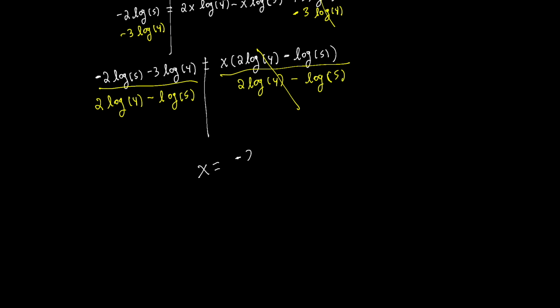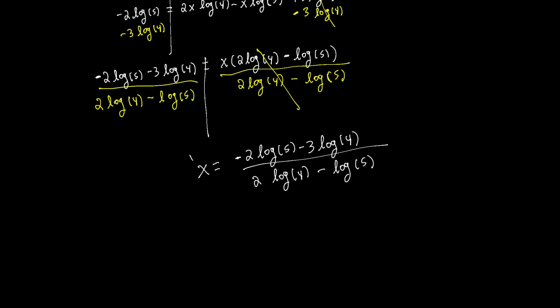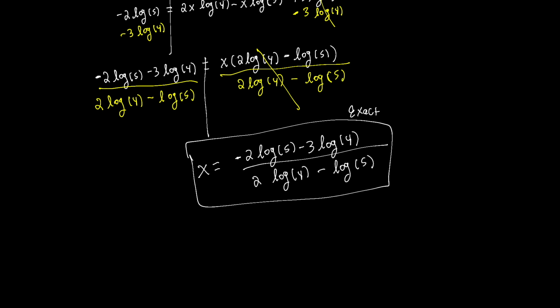So x equals negative 2 log 5 minus 3 log 4 all over 2 log 4 minus log 5. This would be the exact solution. And if you were to put this result on the calculator, you get an approximation of about negative 6.34.